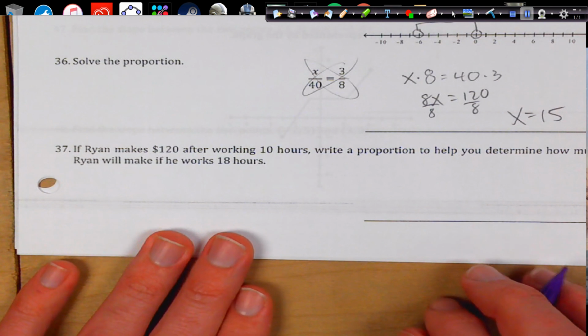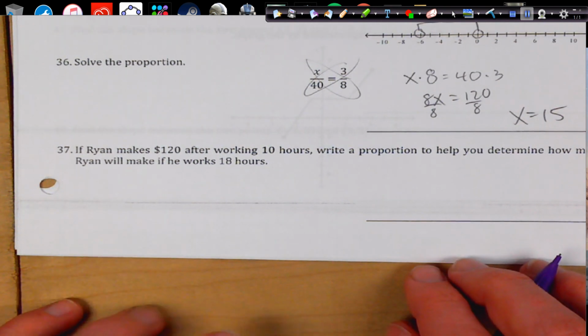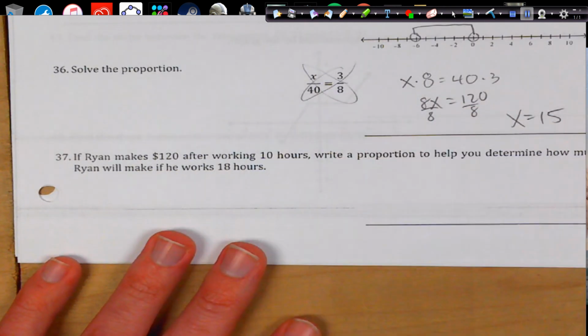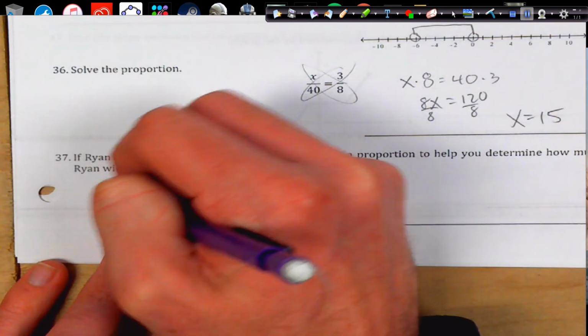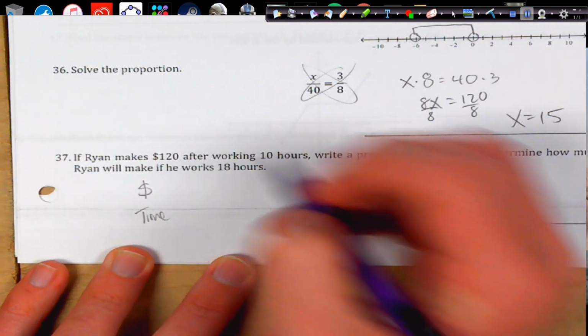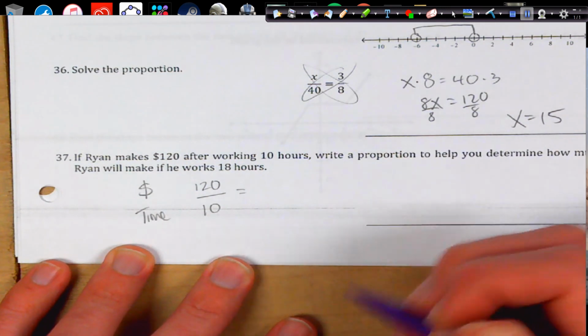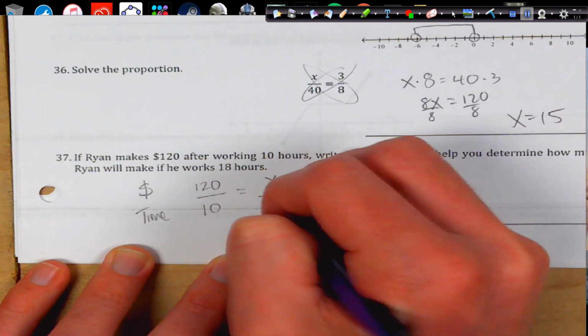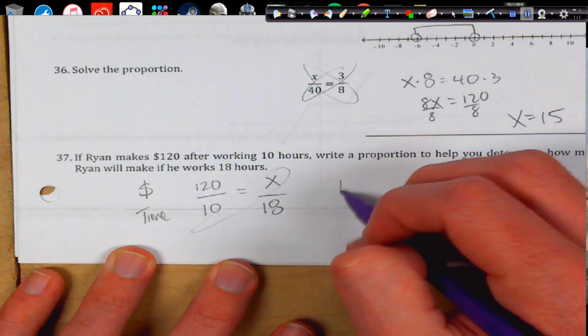If Ryan makes $120 after working 10 hours, write a proportion to determine how much Ryan will make after he works 18 hours. Okay, so we got a couple different things. We got money and we got time. Okay, so I make $120 per 10 hours. I want to see how much do I make after 18 hours. Okay, so we have our proportion, cross multiply.